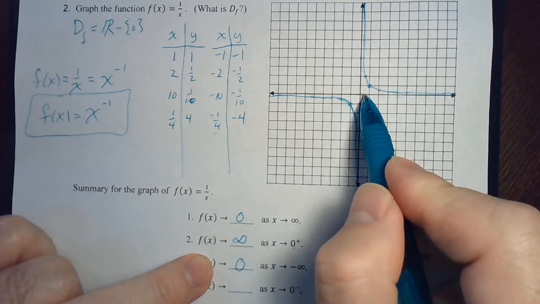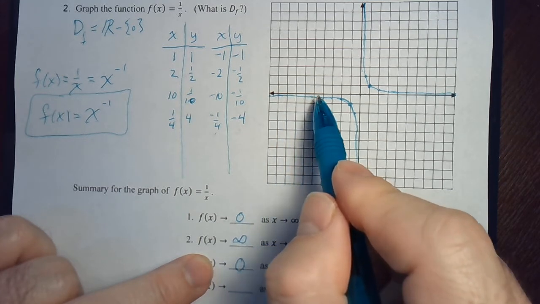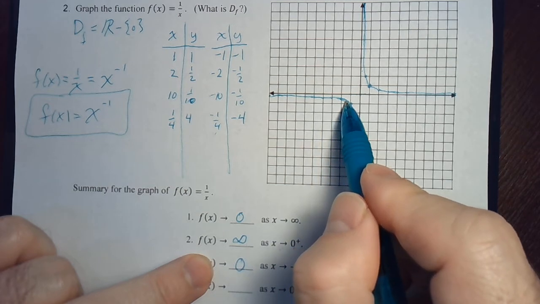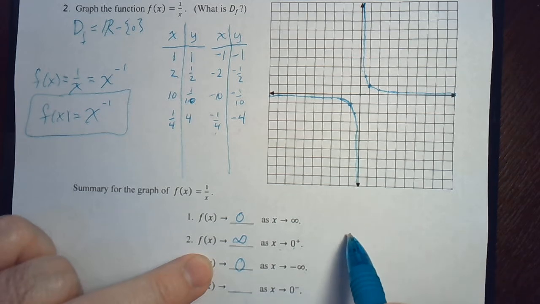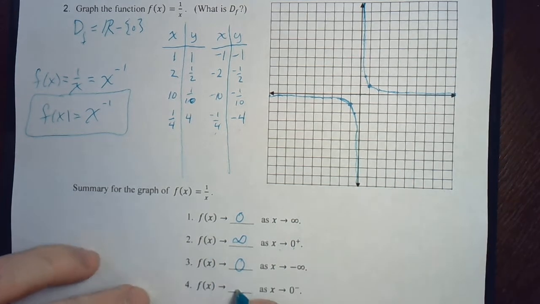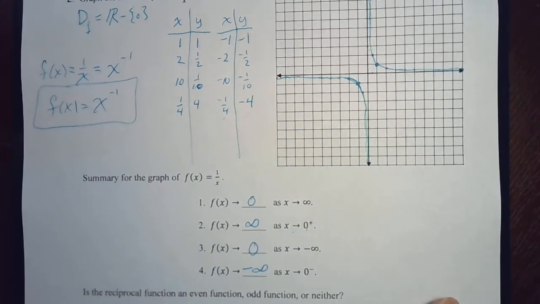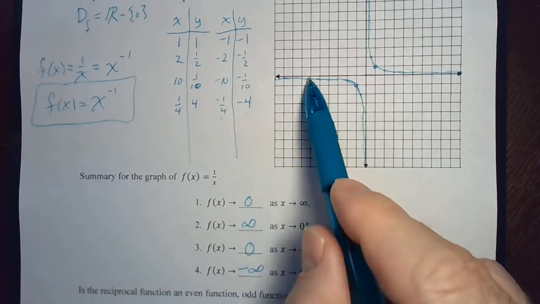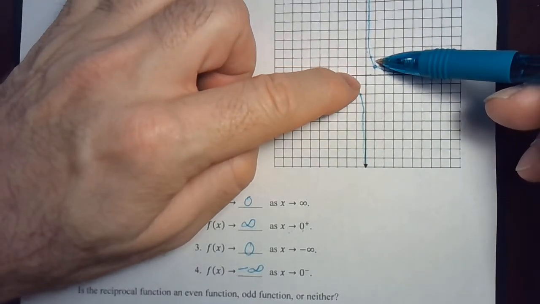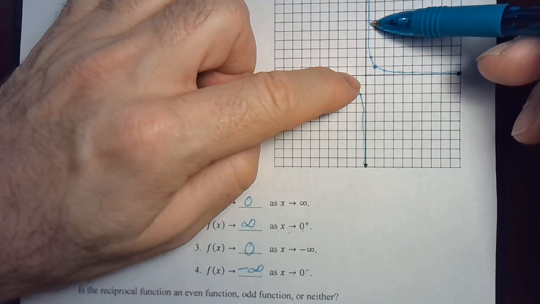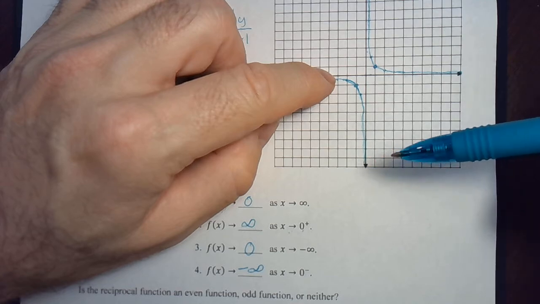Now the answer is going to be different when you're approaching 0 from the left-hand side. Notice that the height of the function is negative: negative a half, negative 1, negative 2, negative 4, negative 10, negative 100, negative 1,000, negative 1,000,000. It approaches negative infinity as x approaches 0 from the left-hand side. So it depends which direction you're approaching 0 from as to whether the function is increasing without bound toward infinity or decreasing without bound toward negative infinity.